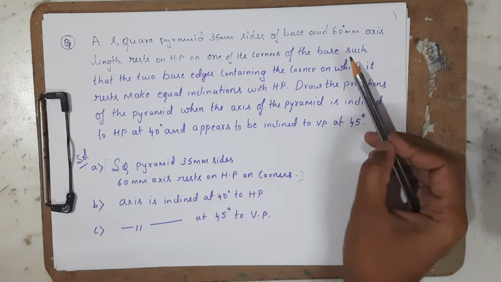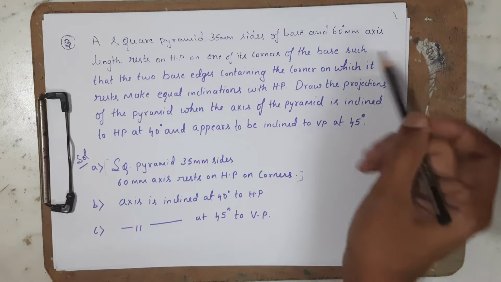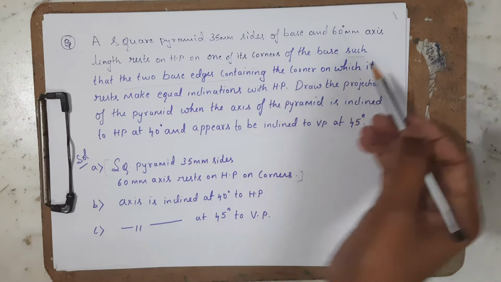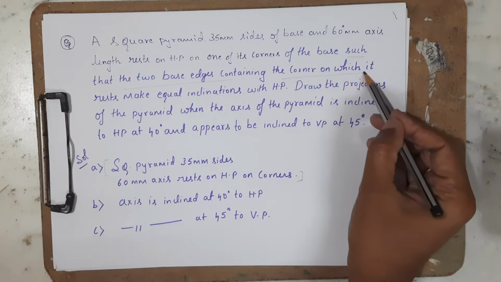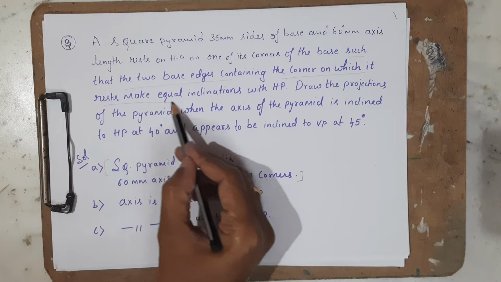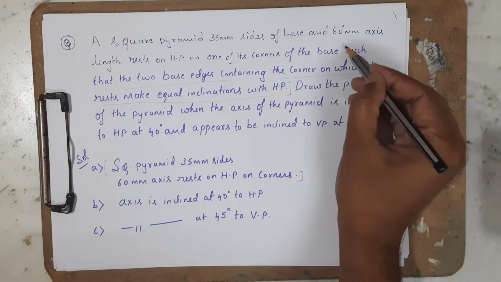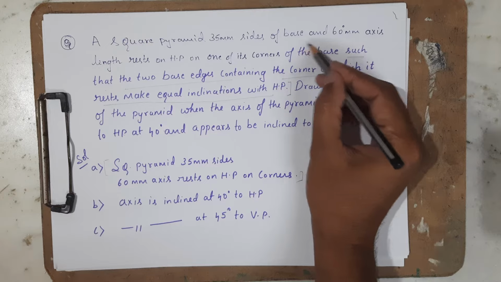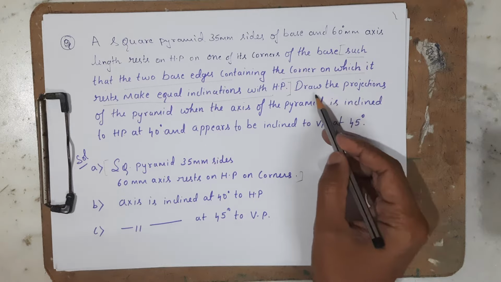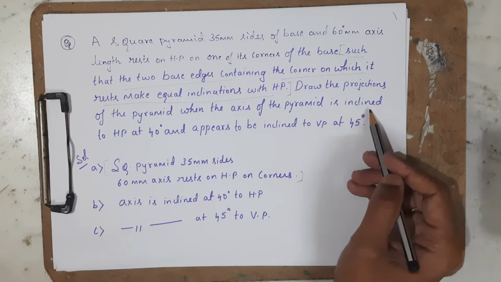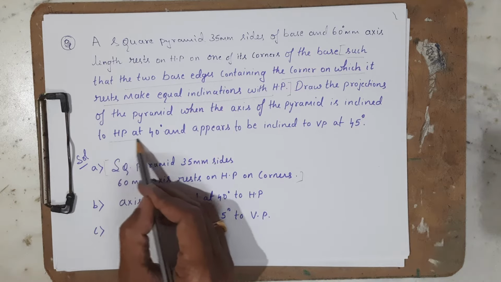Next one. There is one more important point here: the two base edges containing the corner on which it rests make equal inclination with HP. I will explain this point later. Draw the projections of the pyramid when the axis of the pyramid is inclined at 40 degrees to HP.